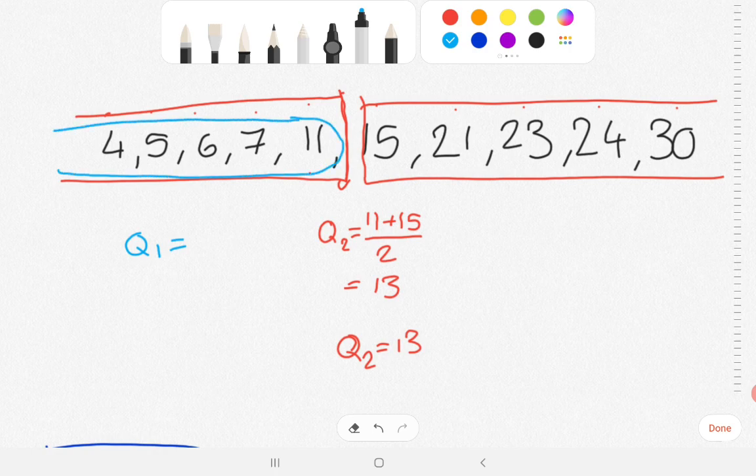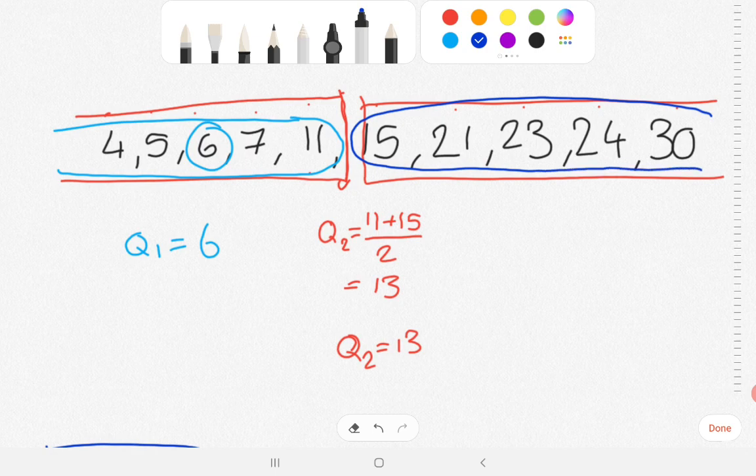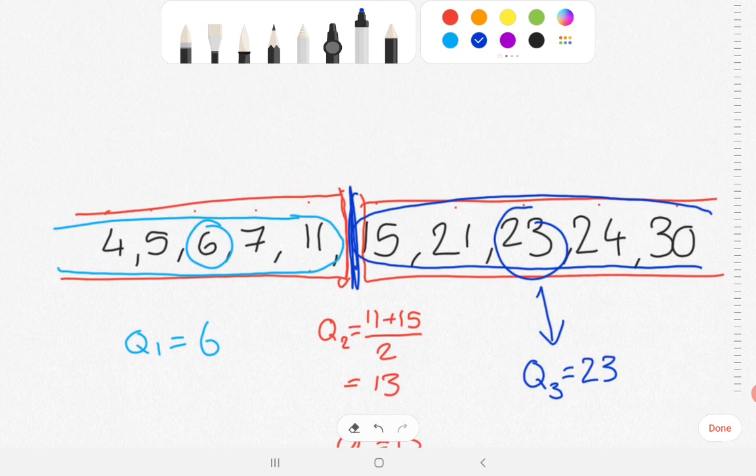Okay, so we're just looking at the bottom half of the list, and this time there is a middle number. Q1 is going to be 6, so our lower quartile is 6. And if we look at the upper half of our list, to find our upper quartile, again we include the 15. Okay, so the median lay between these numbers, so they still get included in the lists. Here, the middle number is 23, so Q3 is 23. So that was a slightly different scenario where we had to work out the Q2, the median, by adding two numbers in the middle together and halving it.